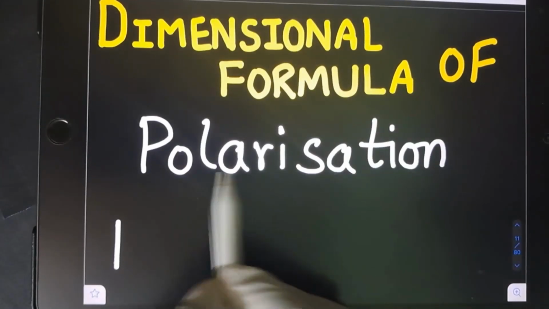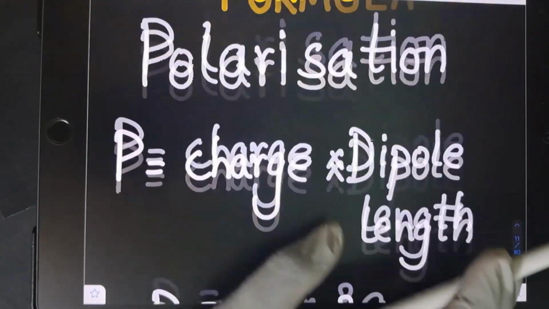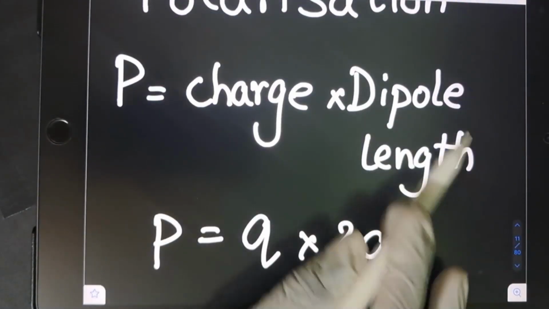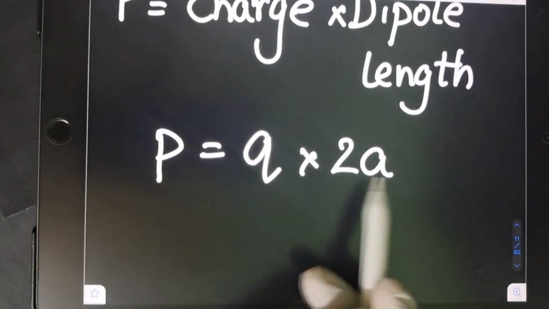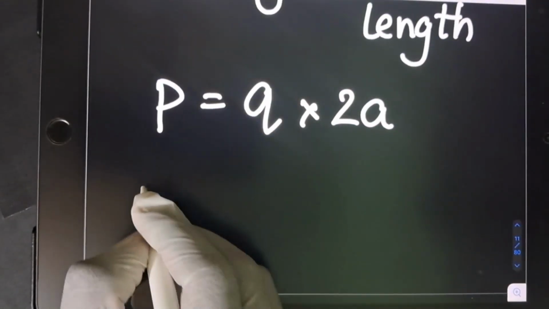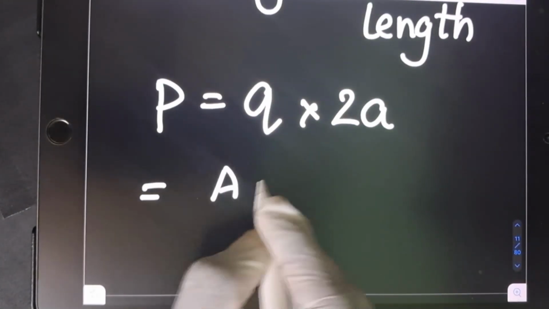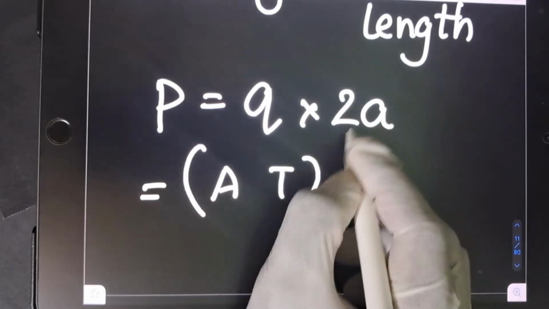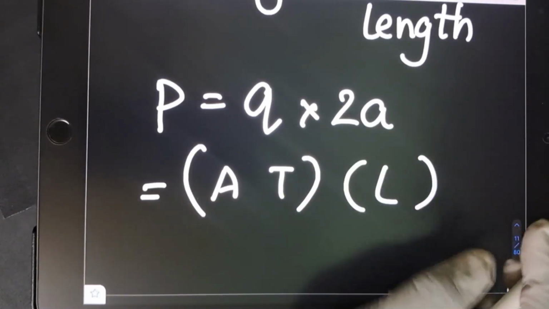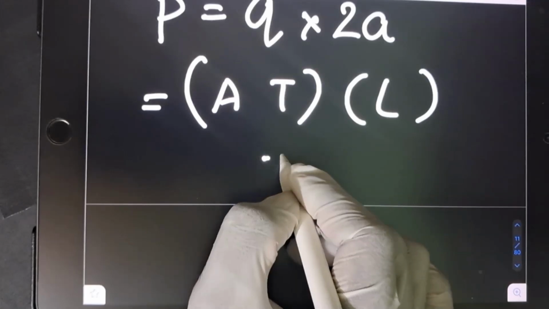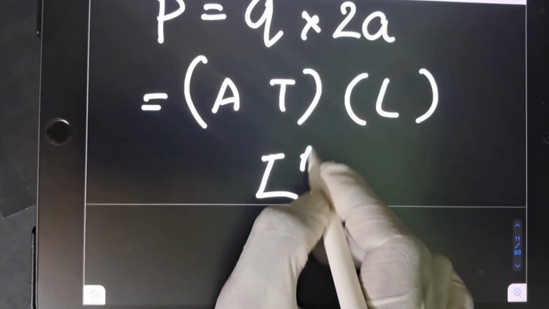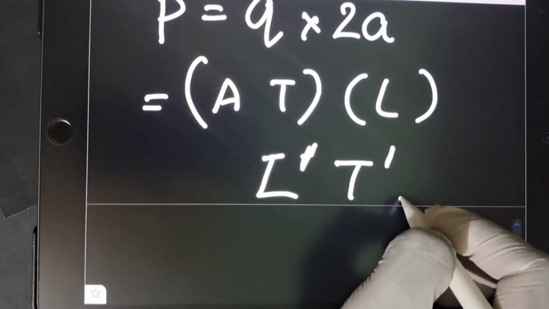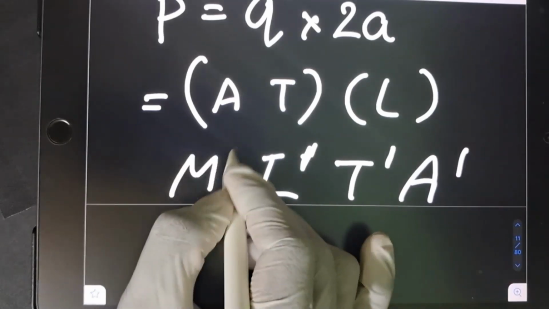To find the dimensional formula of polarization. Polarization P is equal to charge into dipole length, where charge is equal to Q, A into T, current into time, A power 1, T power 1 into time. Here A represents length. So we get M power 0, L power 1, T power 1 and A power 1. Mass is 0.